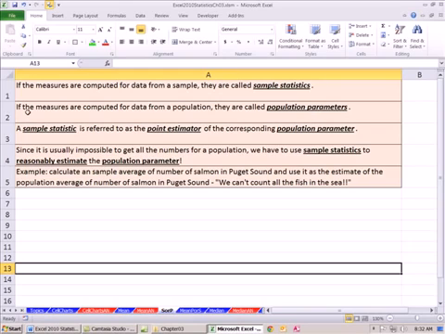Since we're going to do a lot of sampling, in this class a sample statistic is referred to as the point estimator of the corresponding population parameter. That's just the fancy term we use in statistics to say, hey, we took a sample and we'll use it as an estimate for our population. All right, let's go over to the sheet mean, P or S.